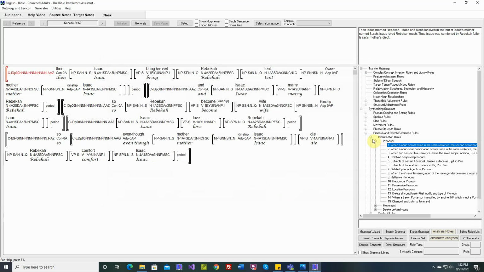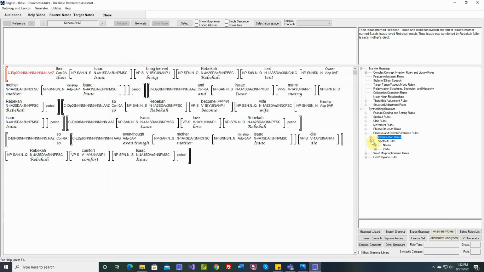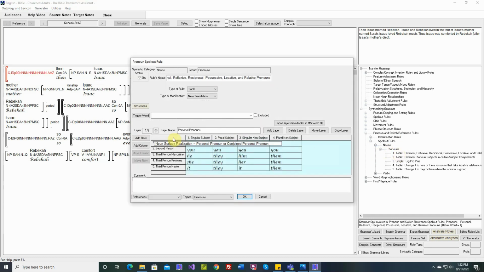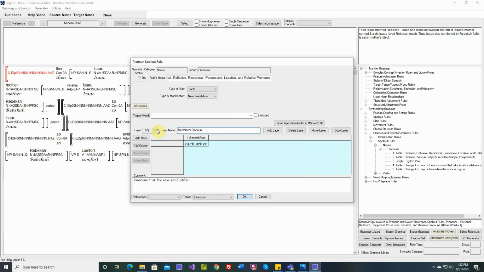After I've identified where a pronoun can be used, the spellout rules look for those features. For example, here, if the surface realization is personal pronoun, here we will provide the proper pronoun. So we have singular subject, plural subject, singular non-subject, and plural non-subject. These are for the personal pronouns. There are reflexive pronouns, reciprocal pronouns, possessive pronouns, locative pronouns, relative pronouns, etc.